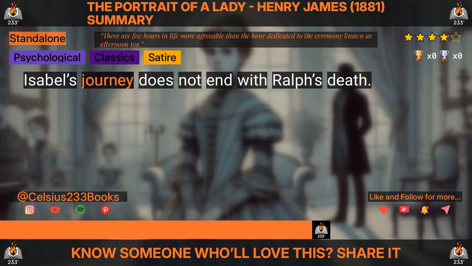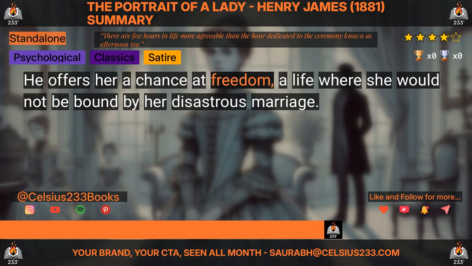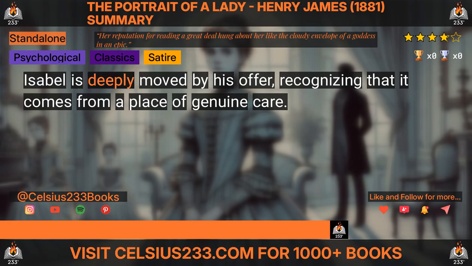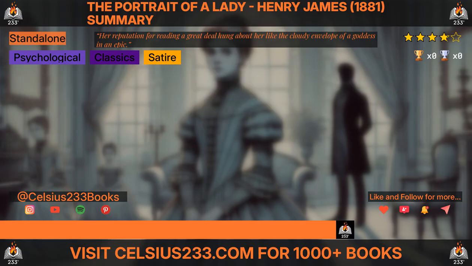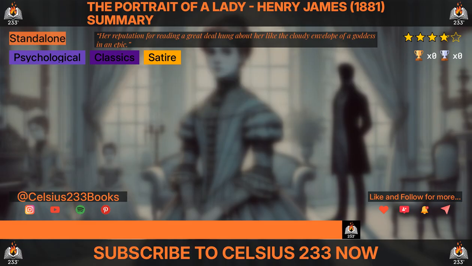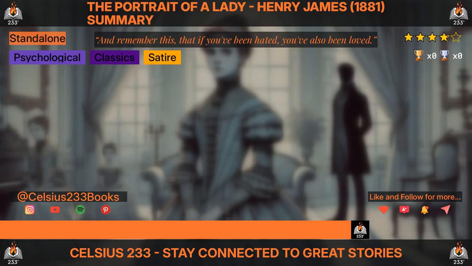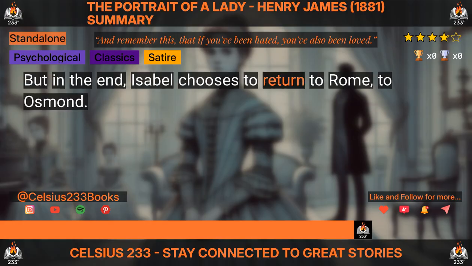Isabel's journey does not end with Ralph's death. Caspar Goodwood, still in love with her, arrives to plead with her to leave Osmond and return to America with him. He offers her a chance at freedom, a life where she would not be bound by her disastrous marriage. Isabel is deeply moved by his offer, recognizing that it comes from a place of genuine care. In a moment of passion, he kisses her, trying to break the chains that bind her to Osmond. For a moment, she is tempted to escape with him, to leave behind the life of suffering and submission she has endured. But in the end, Isabel chooses to return to Rome, to Osmond.